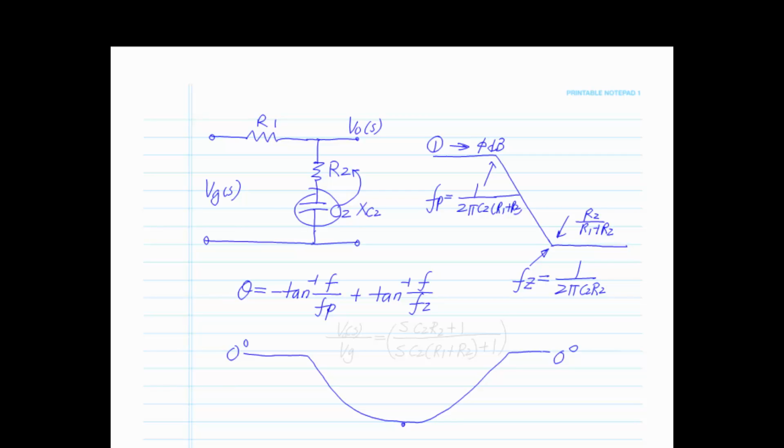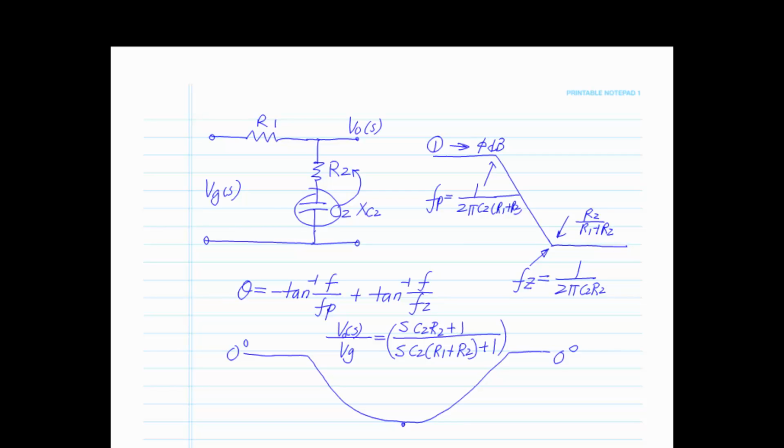Since you can just write it from these parameters, you see this one and this one. So the output voltage over the input voltage is going to equal S C2 R2 plus 1 over S C2 times R1 plus R2 plus 1. Now, if you look at this, it makes a lot of sense because at low frequency, S is 0, so we got 1 on top and 1 on the bottom, and that's where the gain is, it's 1, which is 0 dB.